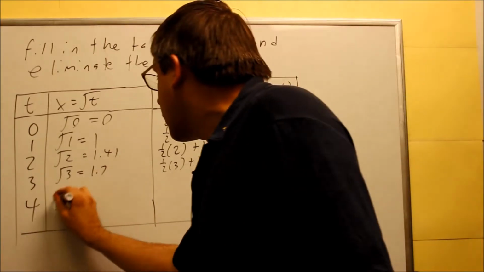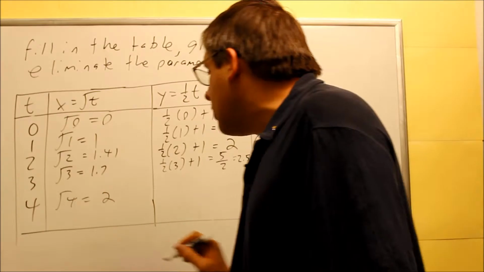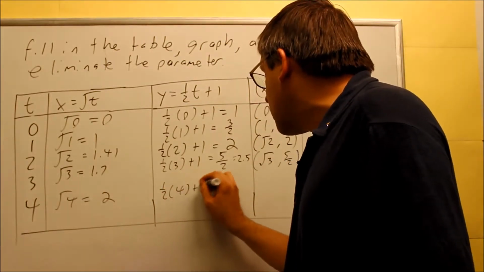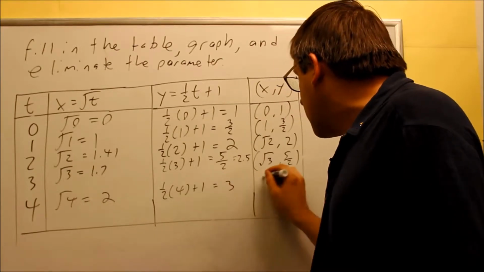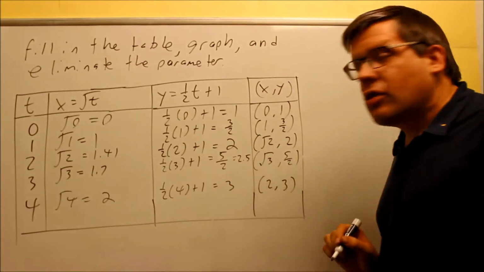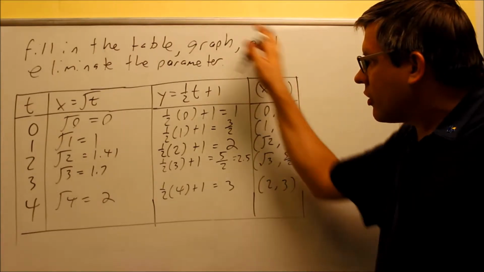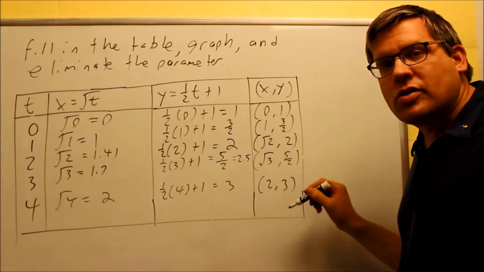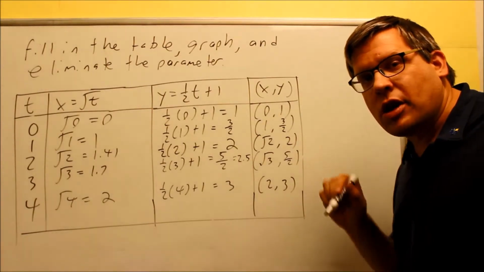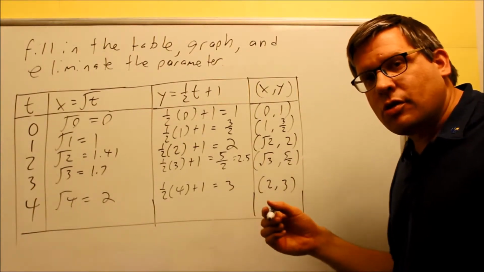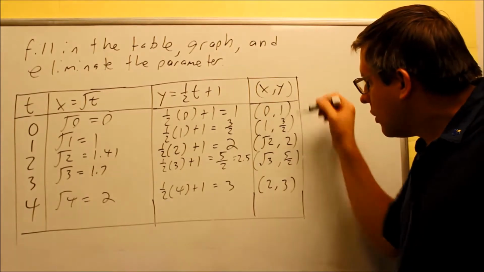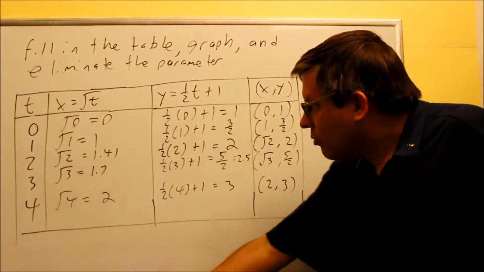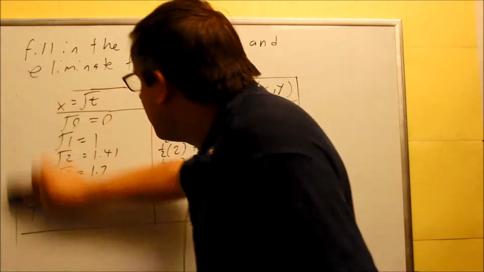And then I have square root of 4, which is going to equal 2. Then I have 1/2 times 4 plus 1, and you get 3. So 2, 3 is the last coordinate. So this is, again, filling all the table, filling everything all in. We should get these set of points. These are the ones that we're actually going to graph, and we're going to pay close attention to, again, which direction the point is moving. So we're going to start with the point 0, 1. Again, if you need more time to write that down, go ahead and pause the video and rewind it.